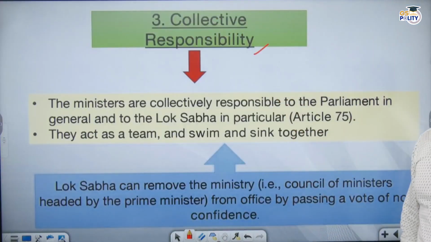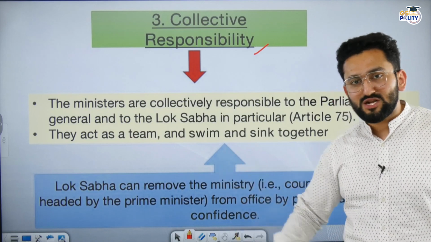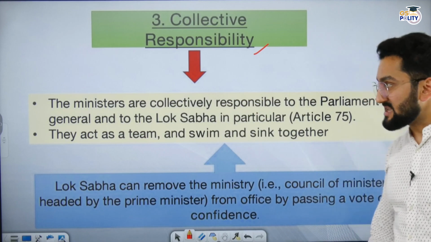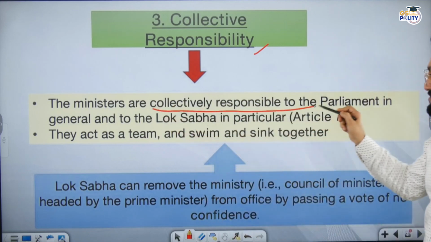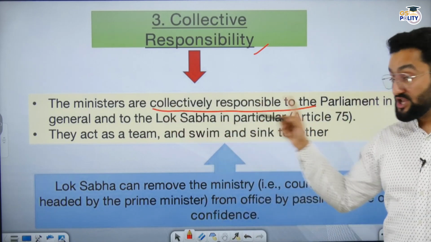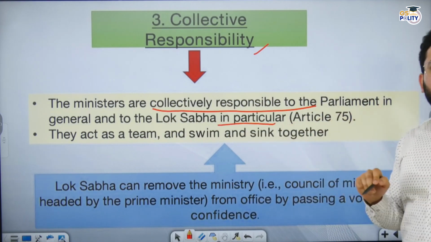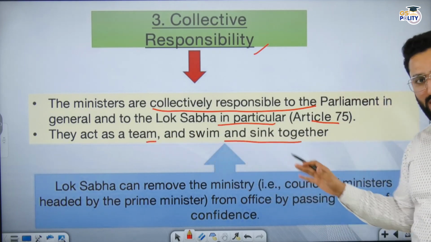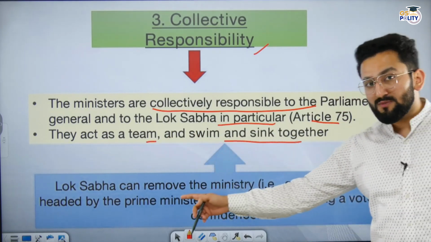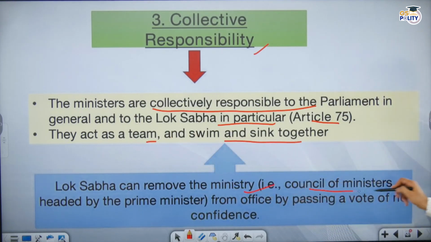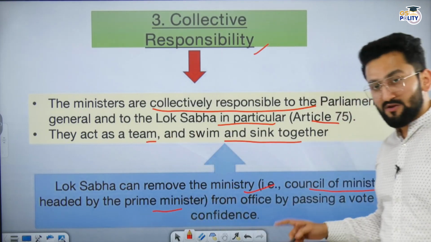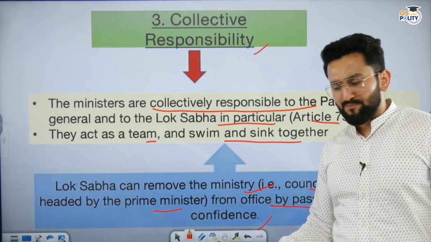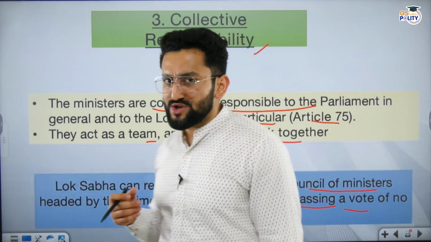Now, collective responsibility. I told you they swim and sink together, right? And responsible to Lok Sabha. A no confidence motion can start against them. The ministers are collectively responsible to the Parliament, Lok Sabha in particular. Okay. Article 75, they act as a team and swim and sink together. I've already explained this to you. Lok Sabha can remove the ministry, that is the Council of Ministers headed by the Prime Minister, by passing a vote of no confidence. Right? You should understand the logic.